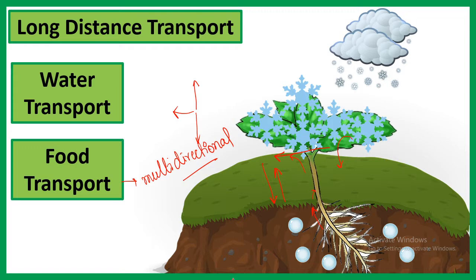but books write at your level that food transport is actually bidirectional. So you have to know that food transport, or transport via phloem, is bidirectional, and transport of water, that is through xylem, is unidirectional. So food transport is done by phloem.